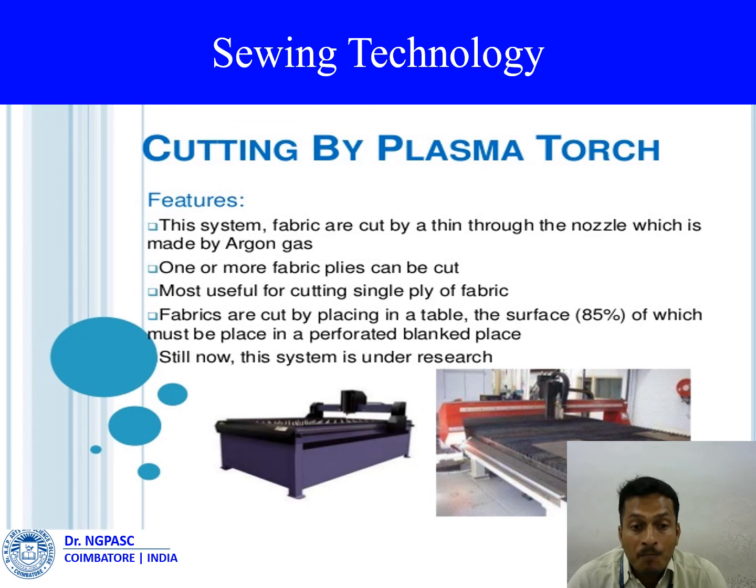Next one is cutting by plasma torch. In this system, fabric is cut by a thin jet through the nozzle, which is made by an aggressive gas. One or more fabric piles can be cut, but it is most useful for cutting a single ply of fabric. The fabrics are cut by placing them on a table, with the surface 80% of which must be placed on the perforated blanket. Still, this system is under research.